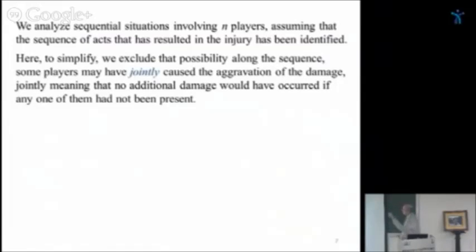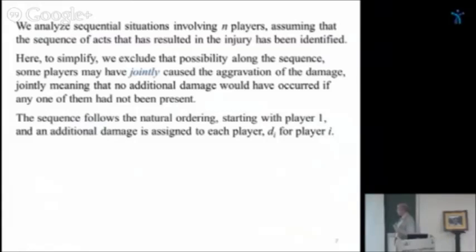Okay, so we analyze indeed sequential situations that involve a number n of players. They act sequentially, and the sequence has been identified. So I do not consider, at least in my talk, the possibility of what I call joint causation, as in your example. We have really something that is sequential, so we follow the natural ordering. We start with player one until player n, and we have one piece of information.